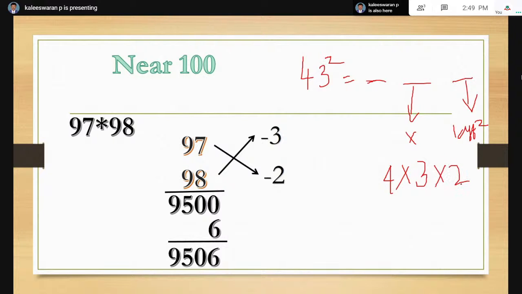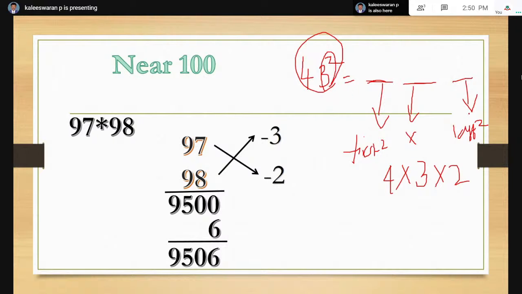square value 2 is there. So 4 into 3 into 2. This is the second step. The numbers available in 43 square are multiplied. And the third step is first digit square. You can find the square value of any number using this method.